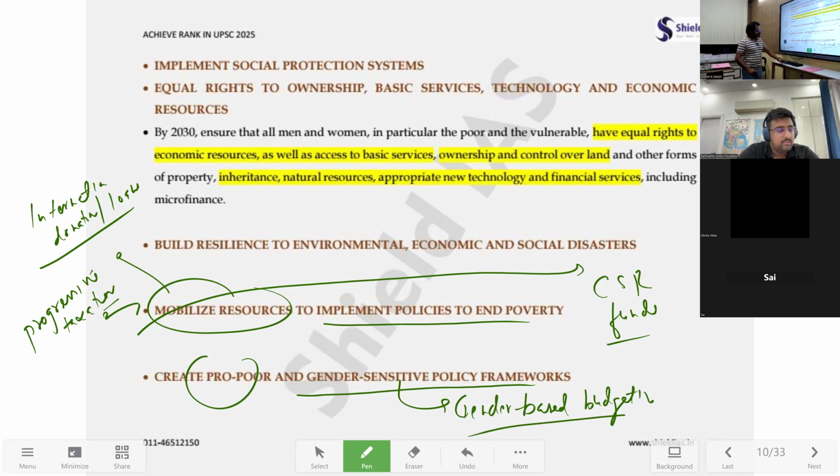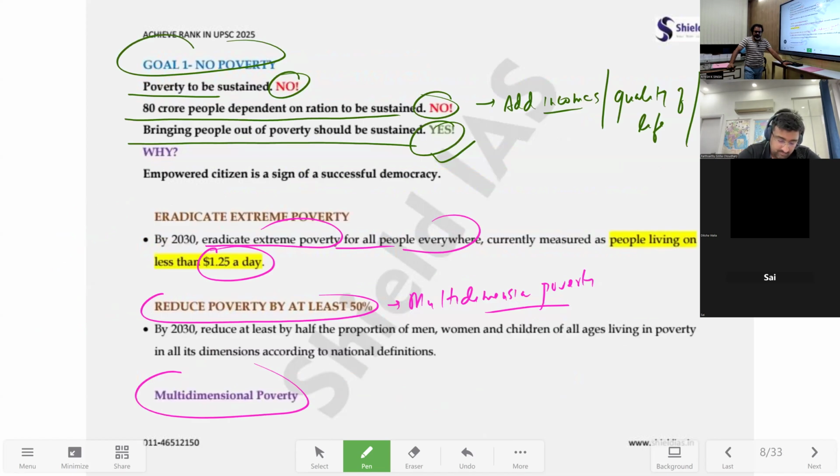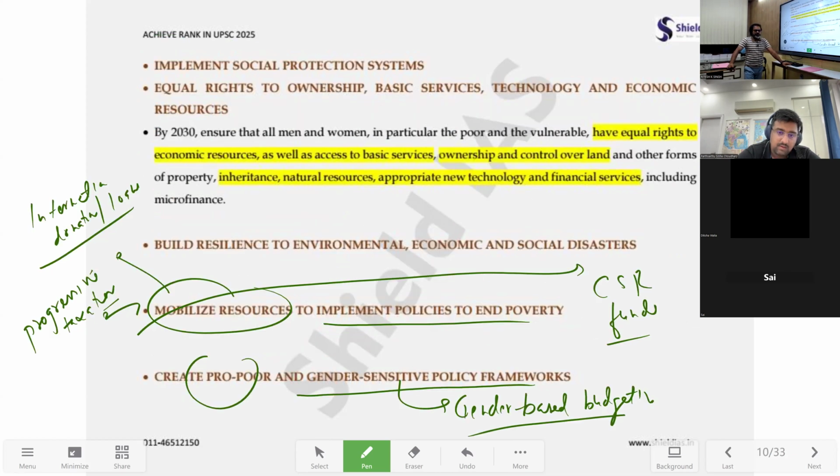So when we talk of poverty, what are the steps? First of all, extreme poverty should be eliminated. Multidimensional poverty should be reduced by half. Then come social protection schemes, which can be UBI, direct benefit transfers, pensions, equal rights to ownership of resources and land, resilience to environmental, economic and social disasters, mobilization of more funds, and use of those funds for more pro-poor and gender-based budgeting policies. I hope you got the interconnections, no poverty.